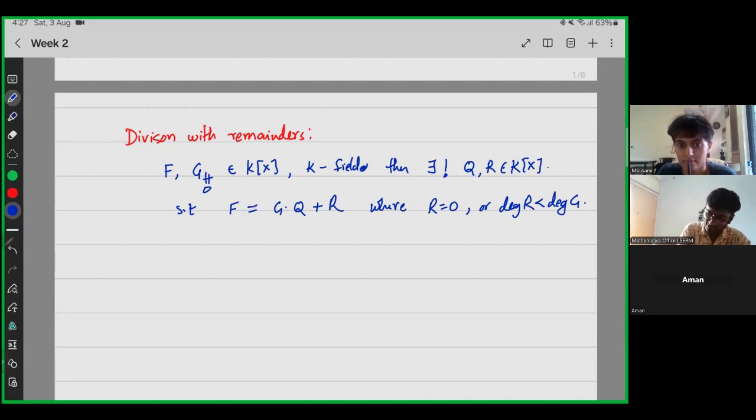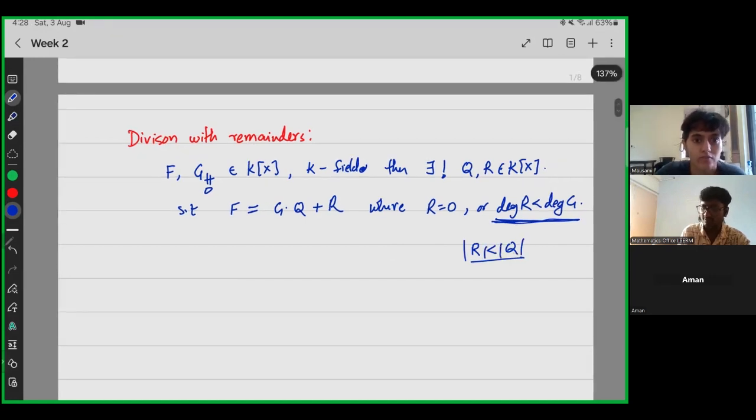This is similar to what we see in the integers. But there we don't have such a degree relation in the remainder. There we have modulus less than, like we want in that case r to be less than q in the integers. About Euclidean domains also, yes, Euclidean domains. There we have some kind of valuation which works as either mod or degree, like here.